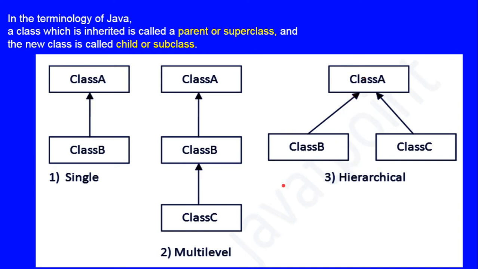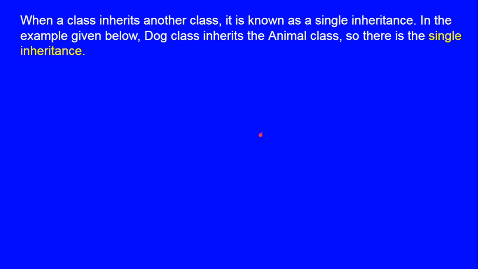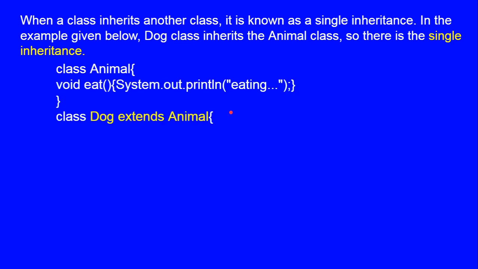Next, we will see the other type. The definition is given and the example is also given. So when a class inherits another class, it is known as single inheritance. In the example given below, the dog class inherits the animal class, so there is a single inheritance. Let us see the example code for the single inheritance concept.